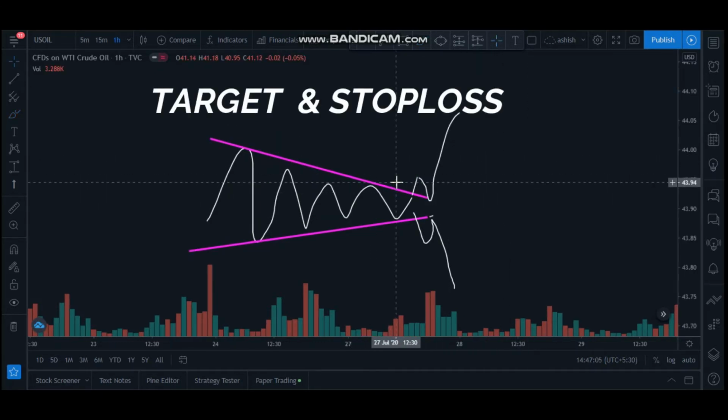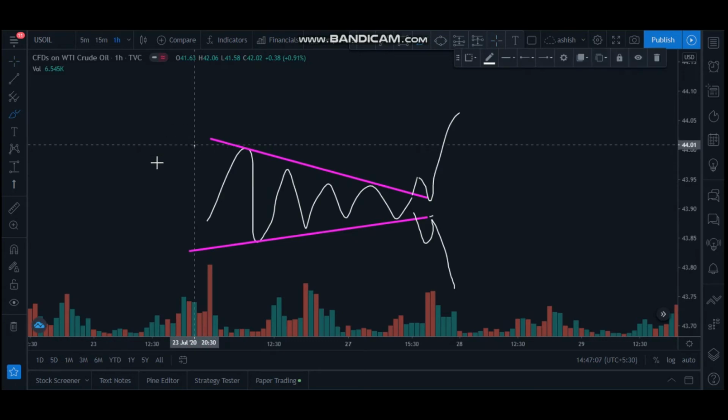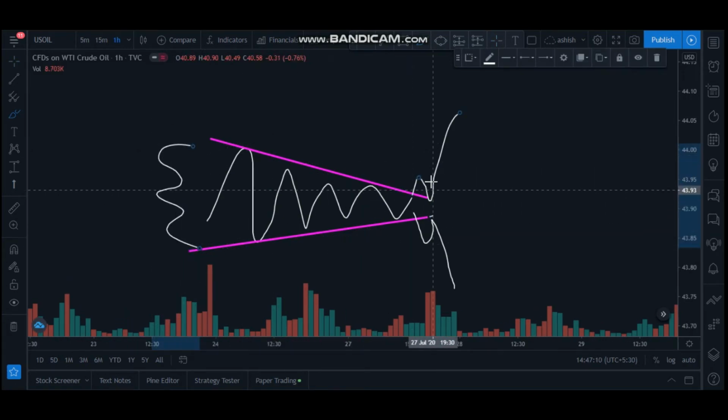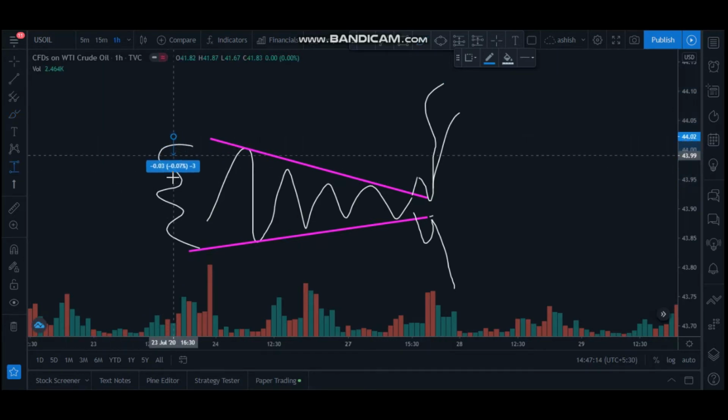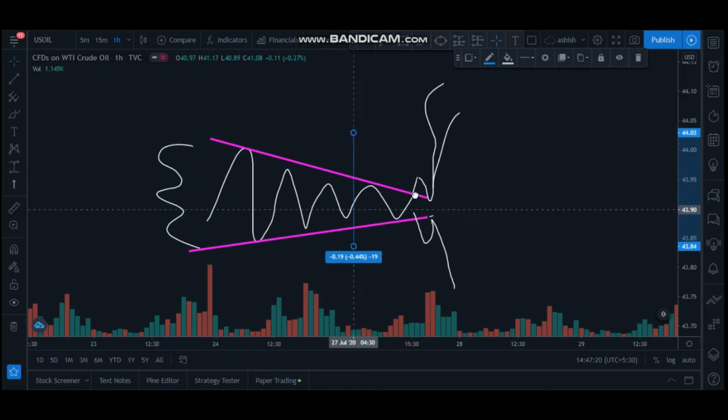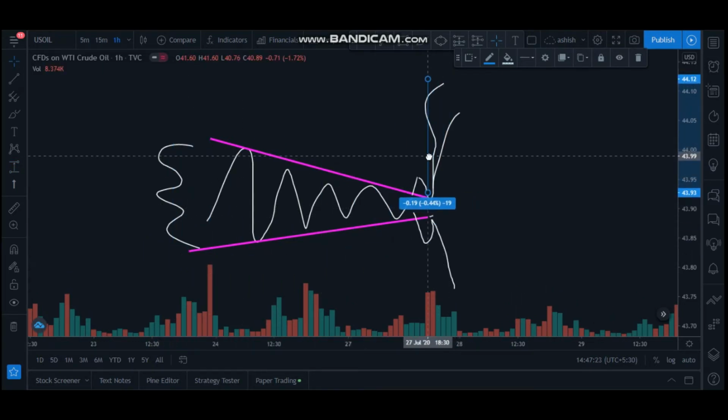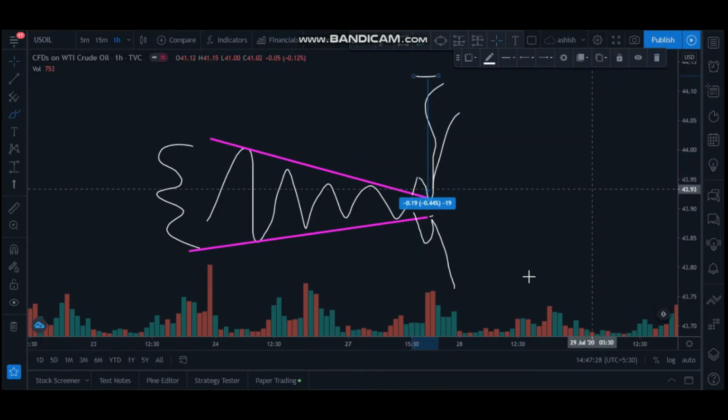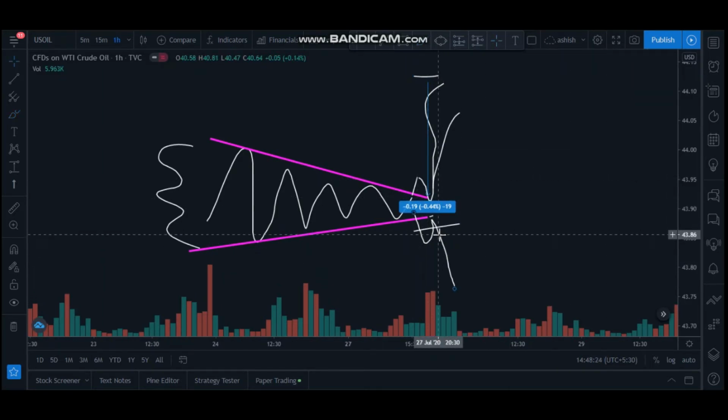Now, target and stop loss. Normally, the distance between this area will be our target above here. So let us put our points here and see how many points this is. If this is 19 points, we'll take the same thing and apply it here above the breakout. So this area will be our target, and a simple stop loss will be below this trend line. As you can see, this makes a great risk to reward trade. That's why triangle patterns are mostly used, and mostly preferred by all the traders.